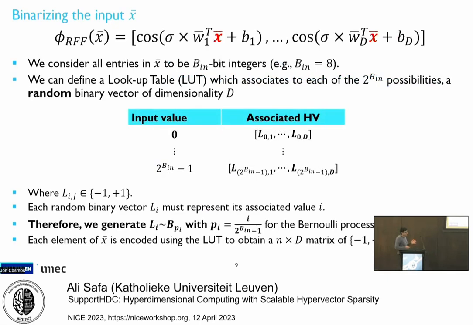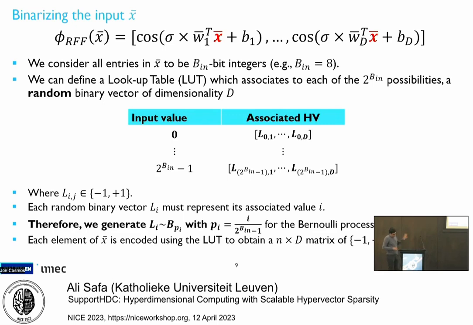Now we got rid of the cosines by binarizing them and applying a threshold on their argument, but we still need to binarize the input x. For that, we take inspiration from the binary spatter code approach and use a lookup table that associates each possible value in this vector x, which we consider quantized to bits, to a certain randomly initialized hypervector of dimension d.